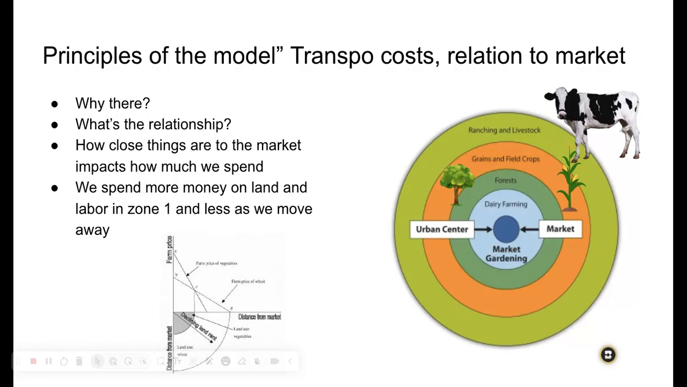So, why are things there? Why are they where they are? What's the relationship? And he also noticed that how close things are to the market impacts how much we spend on them. We're going to discuss how a lot of things have changed, but that's still an element of truth, right? So we spend more money on land and labor in zone 1, and we spend less as we move away. So even back then, think of it was more intensive towards the center and more extensive towards the outer rings, right?